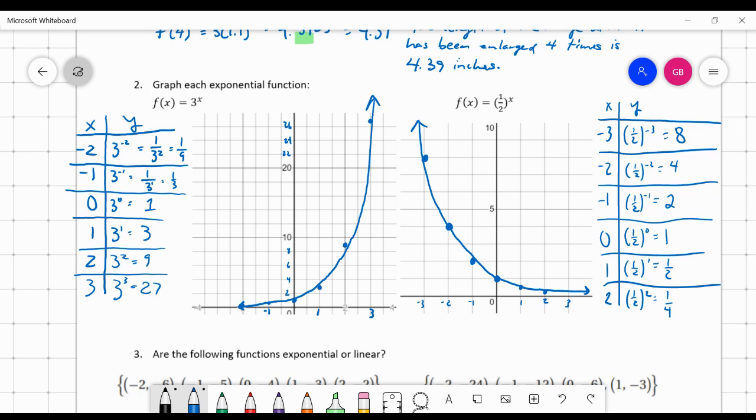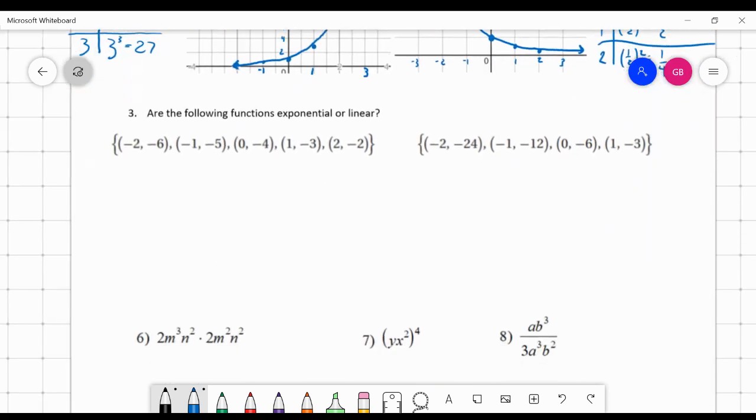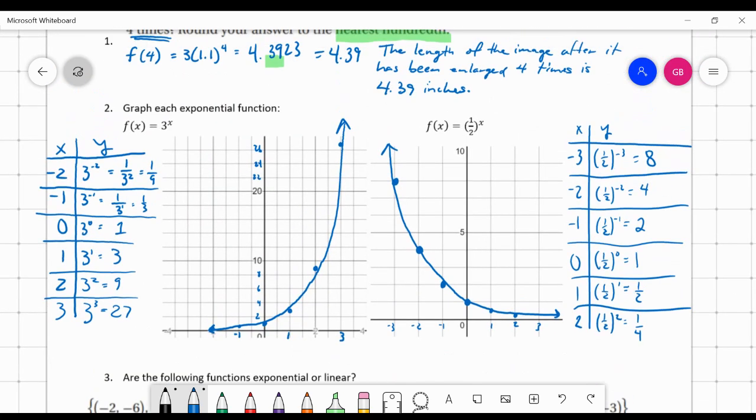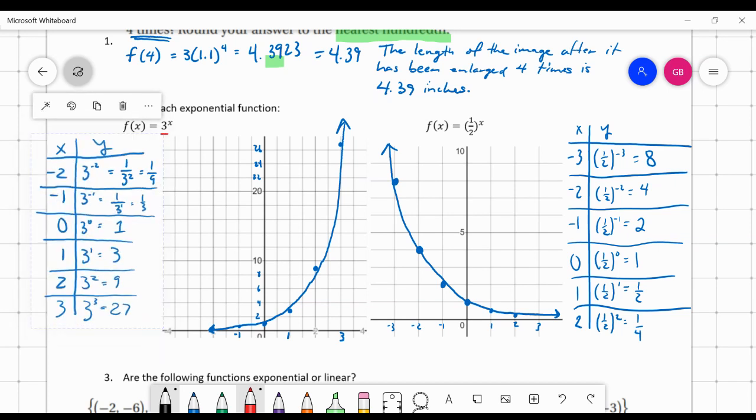Okay, so that's a review of graphing. One thing to notice, the first one, this one is exponential growth because your base is bigger than 1.